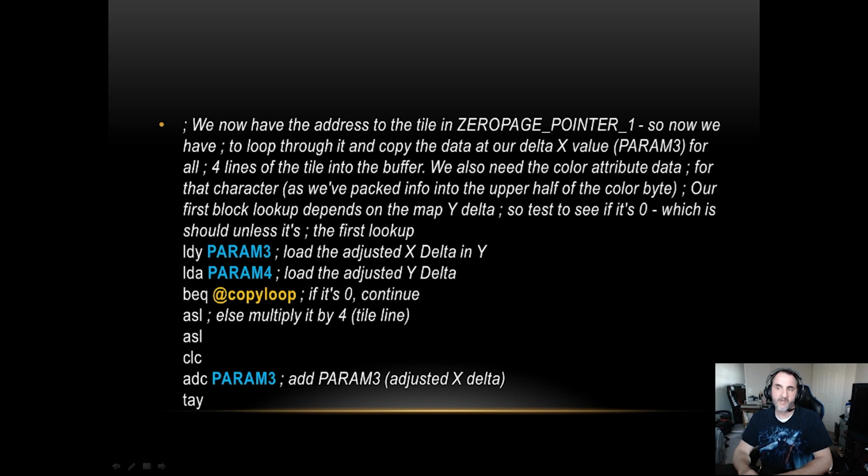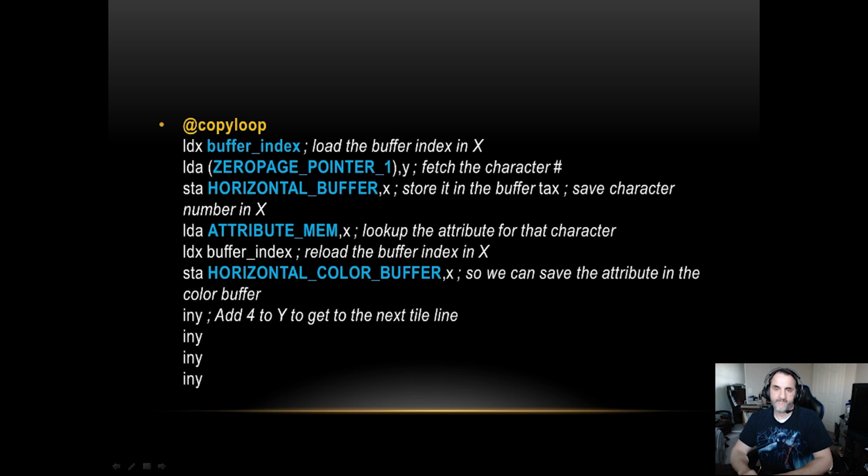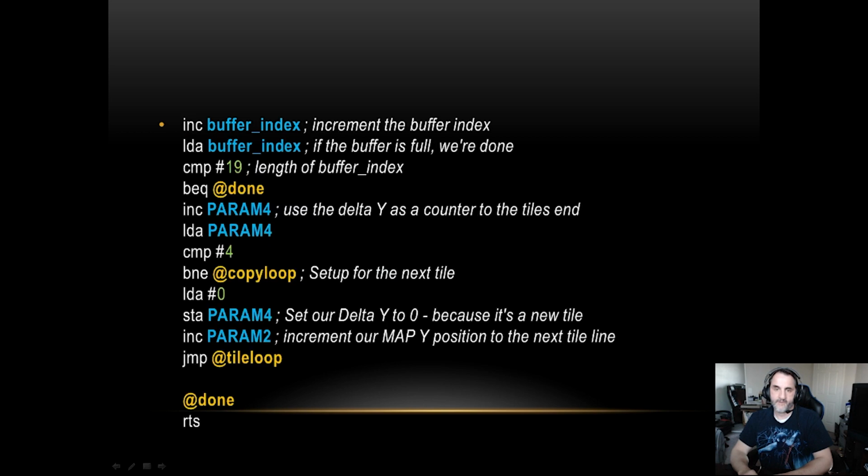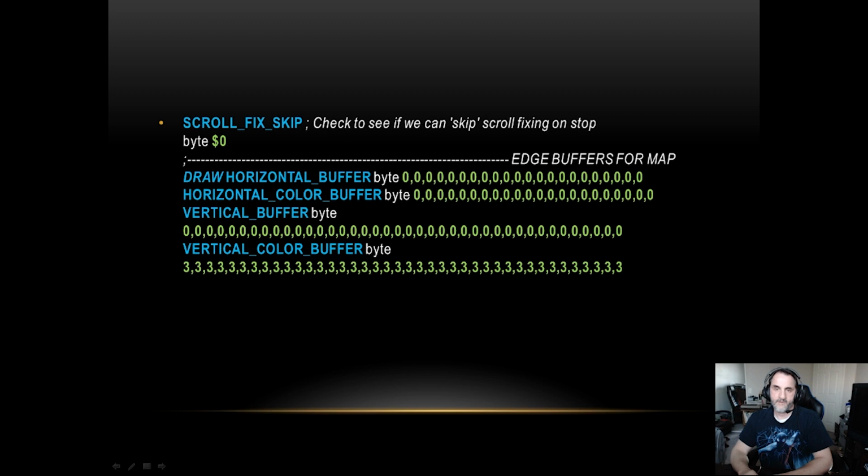We also need the color attribute data for that character, since we packed info in the upper half of that color byte. Our first block lookup depends on the map Y delta to test if it's 0, which it should be unless it's the first lookup. And then this is the end of the actual scrolling.